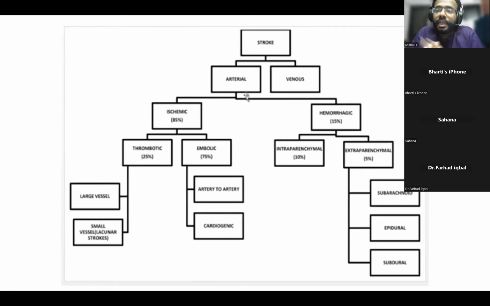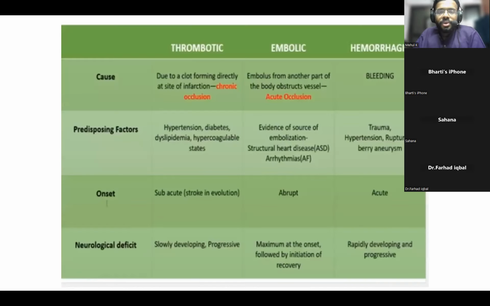Ischemic strokes are again classified into thrombotic strokes and embolic strokes. Which one is more common? Embolic strokes are more common. That might be a little contrary to what you might be expecting, but embolic strokes are like 75% of the ischemic strokes, and thrombotic are more like 25% of them. So we have three big categories: thrombotic strokes, embolic strokes, and hemorrhagic strokes.